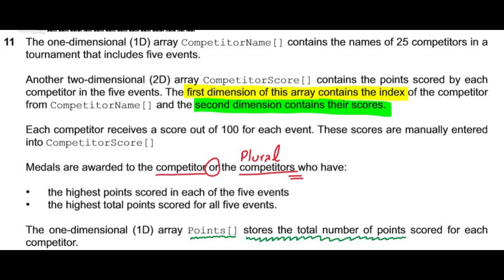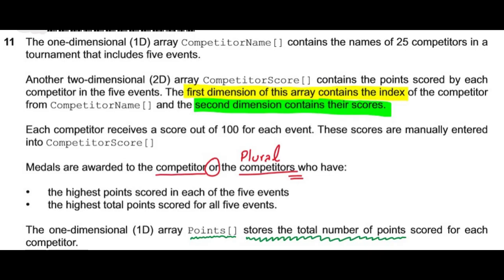1-dimensional array competitor name contains the name of 25 competitors in a tournament. So we have a 1D array, a list where 25 competitors' names are stored. This competitor names only. Another two-dimensional array competitor score contains the points scored by each competitor in the 5 events. So competitor score is a two-dimensional array, so it is a table in which points are stored for each competitor in 5 events. So there are 5 events.